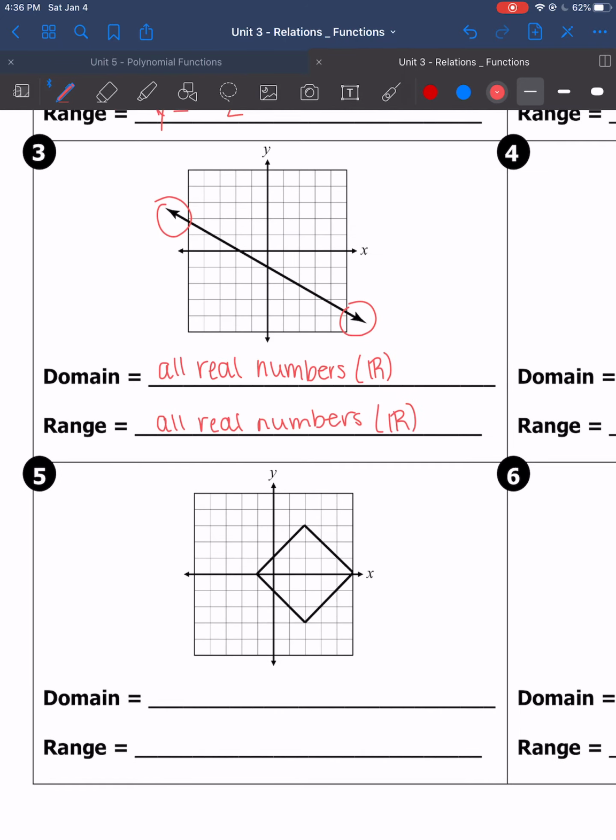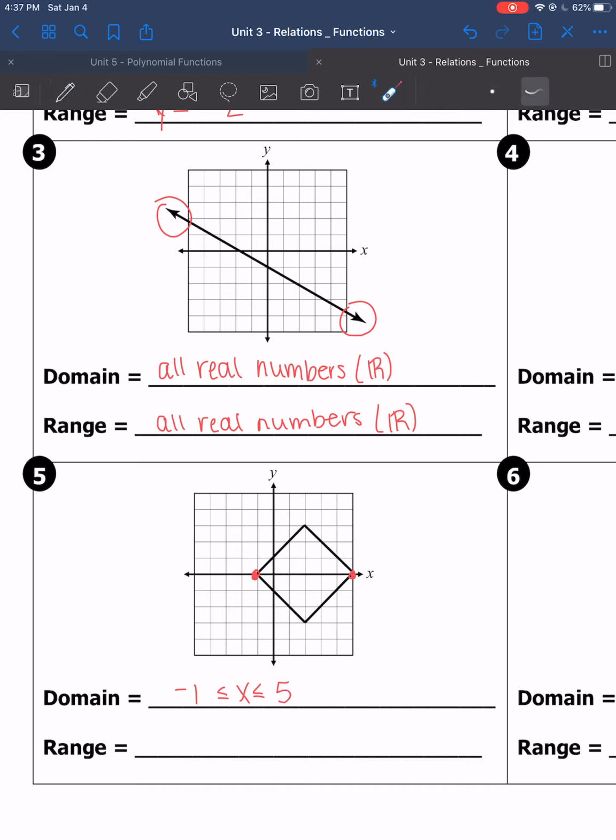So why don't you try 5, and then we'll go over it. For domain, you're going to scan from left to right. It starts right there and stops over here. So your domain is x between -1, because that's that point right there on the x-axis, and 5.